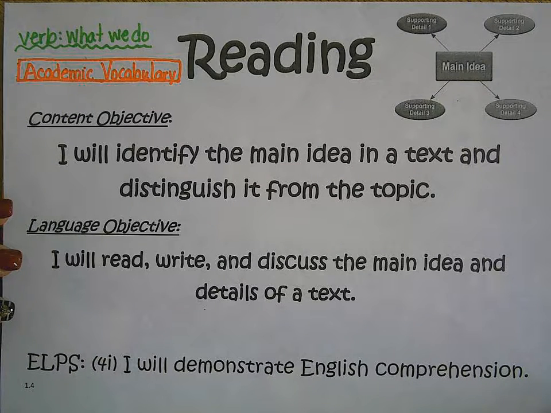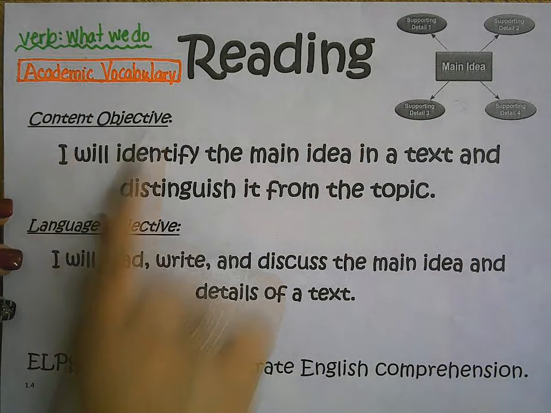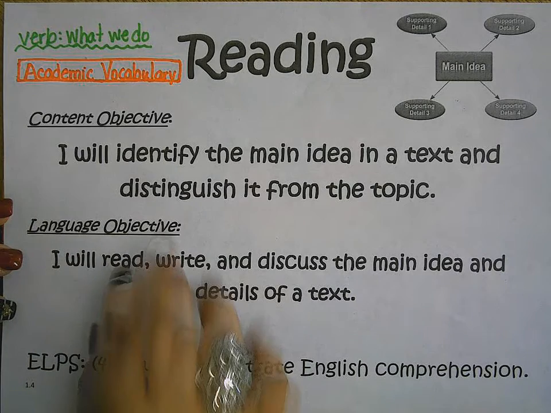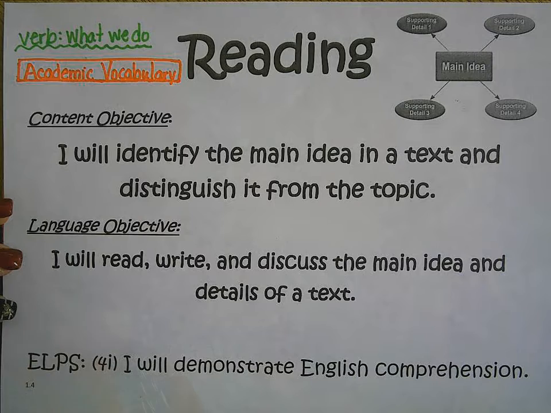Alright, boys and girls, our reading objective for this week, which is week 4 of the first 6 weeks. Today is September the 18th, 2017, and we are looking at our reading content objective, language objective, and what it is that we are going to be learning this week.